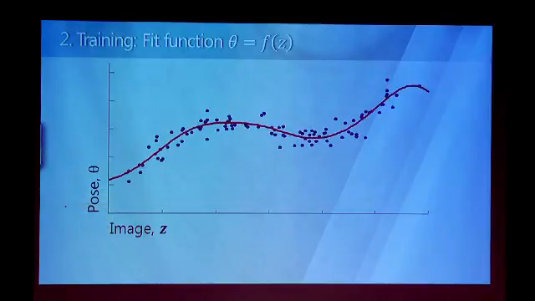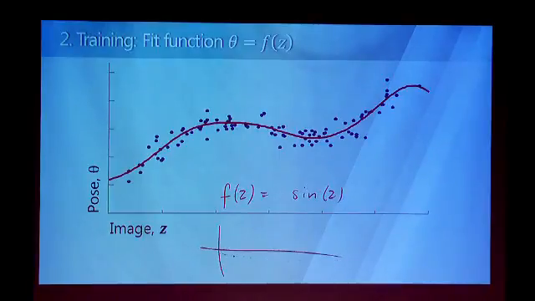So for example, I might say this curve looks a little bit like a sine wave. Would you agree? So I might say, I don't need to do any looking up. I might say f of z equals sine of z. Now you're saying to me that's nonsense, right? Because sine looks like this.